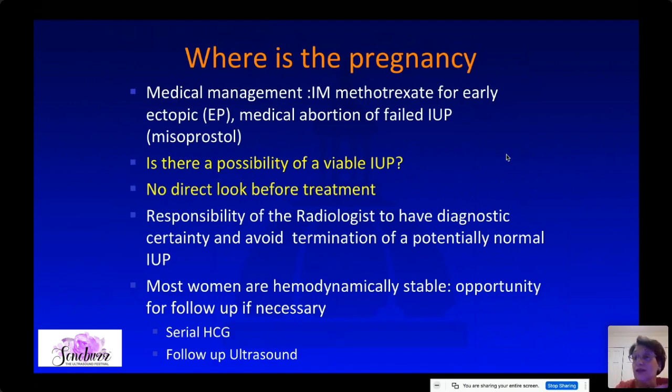And actually, there have been lawsuits, at least in the US, for patients wrongly being given methotrexate when it wasn't made clear that there could be a viable IUP, if the report is vague. So it's really, really important. It is our responsibility to make sure that we don't terminate a potentially normal IUP. And because most women are hemodynamically stable, if you're not sure, we have the opportunity to do follow-up either with serial beta HCG or follow-up ultrasound.